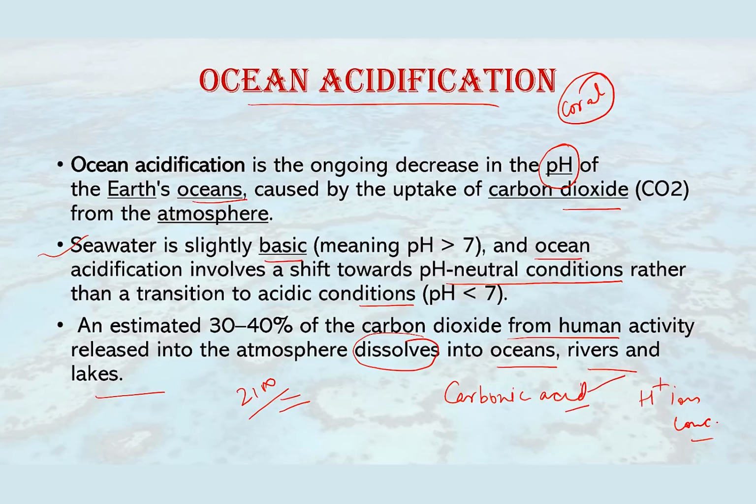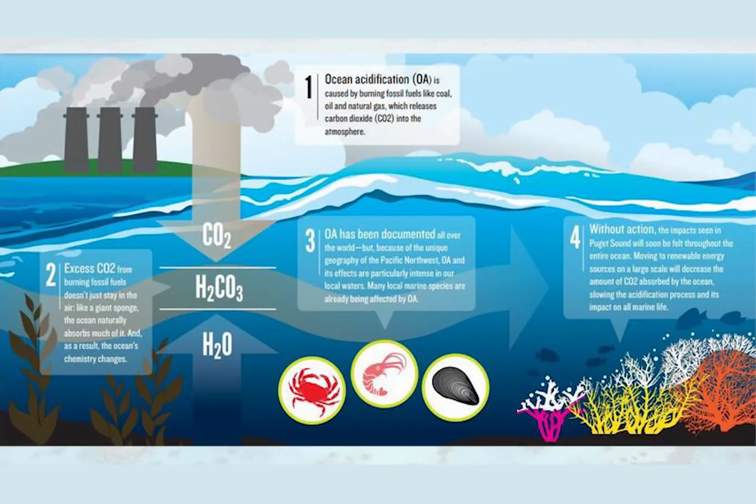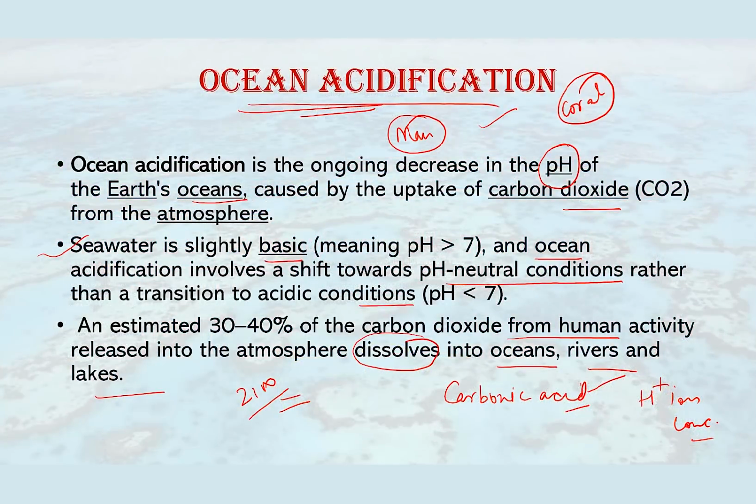Now this ongoing ocean acidification that we are talking about is partially anthropogenic in nature. That means it is because of human activities. It occurred previously also in Earth's history. Ocean acidification has been compared to anthropogenic climate change, and is called the evil twin of global warming. That means this is equally dangerous as global warming.